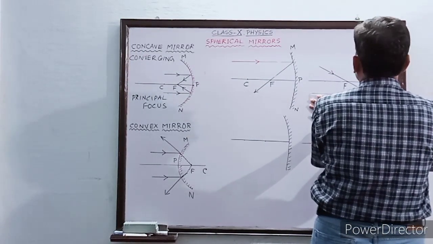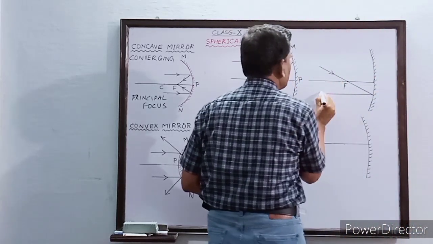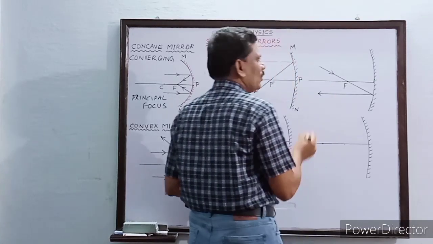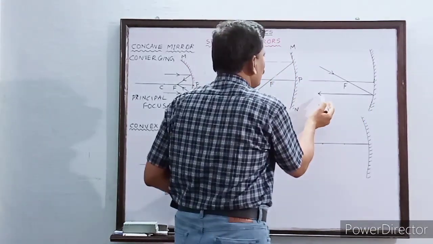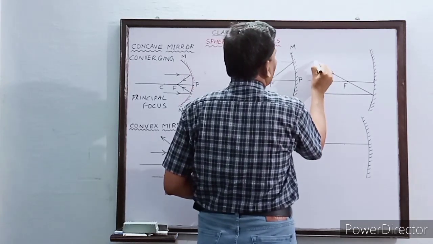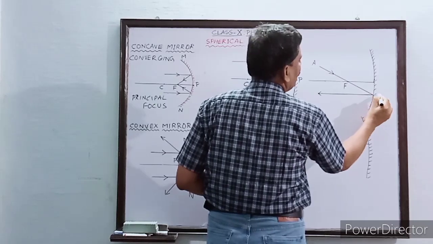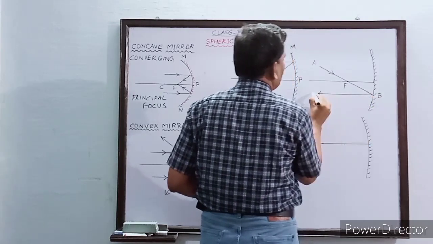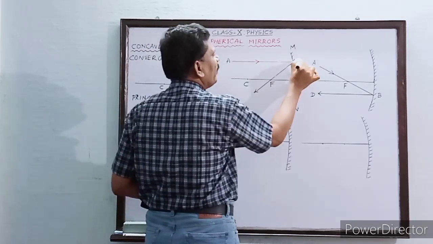The reflected ray will now travel parallel to the principal axis like this. You have to keep the scale parallel to the principal axis and draw the diagram like this. This is the incident ray and this is the reflected ray. If you want, you can give some names for this: this is A, this is B, and this is D, for your remembrance.